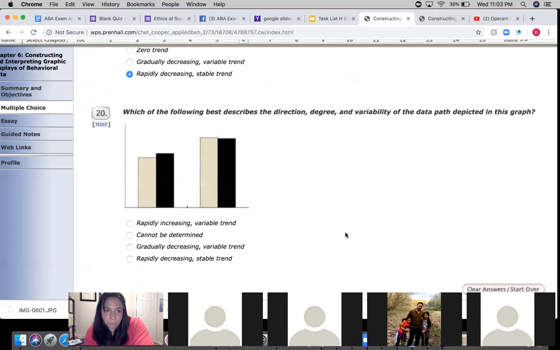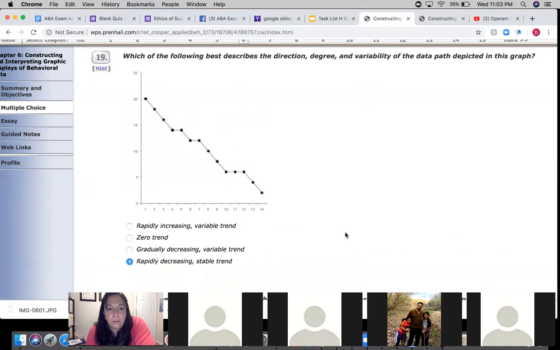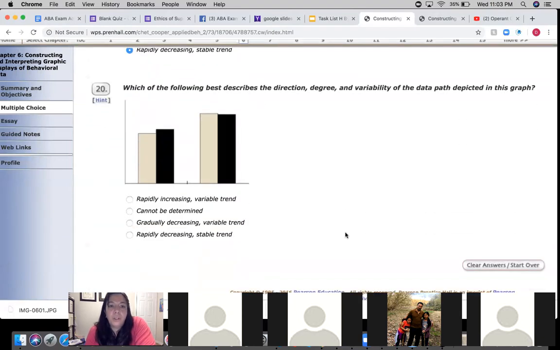One more. Which of the following best describes the direction, degree, and variability of the data path depicted in the graph? Rapidly increasing variable trend, cannot be determined, gradually decreasing variable trend, rapidly decreasing stable trend. Cannot be determined.